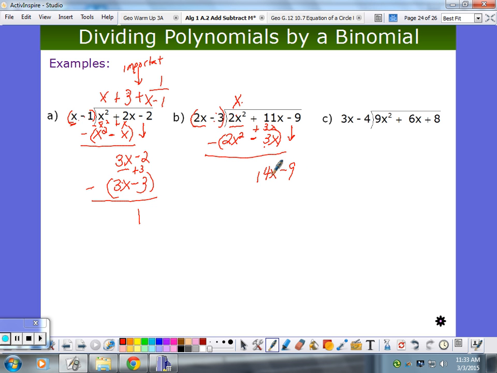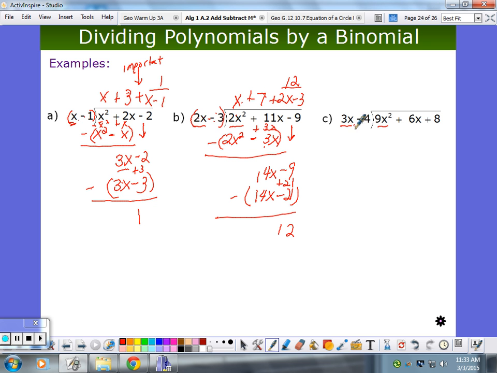2x times what is 14x? 7. 7 times 2x, and 7 times negative 3. Subtract. This is going to become a plus 21, isn't it? These cancel out. But negative 9 plus 21 is 12. That's my remainder: plus 12 over 2x minus 3. Okay. Let's try one more.